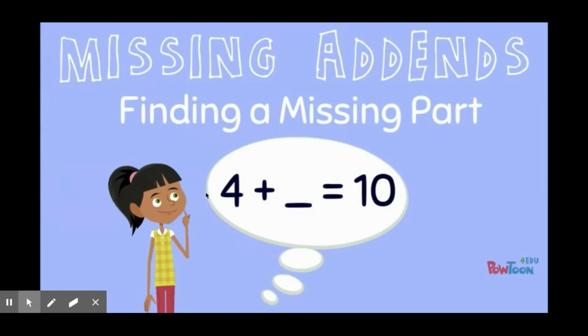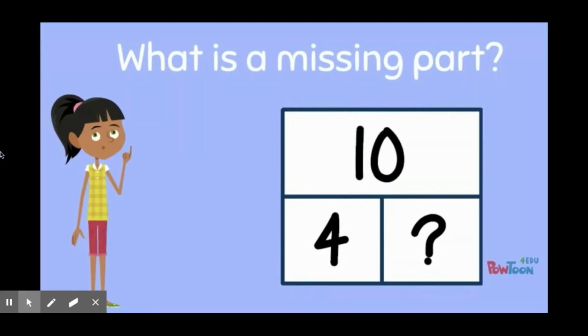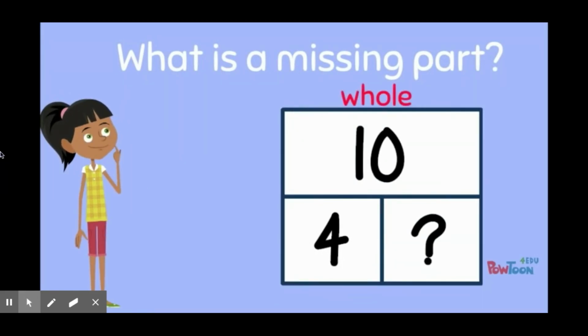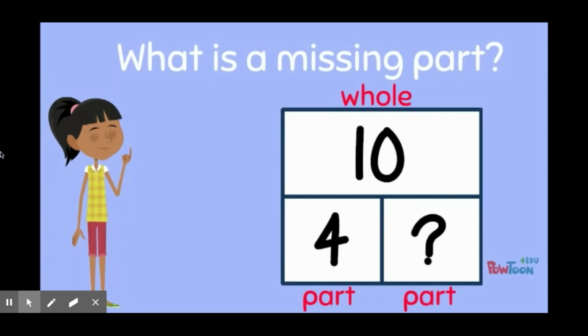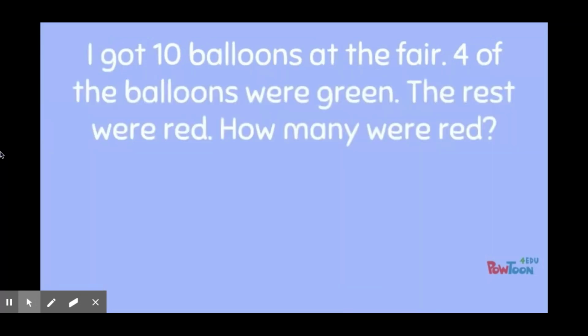Missing addends, finding a missing part. What is a missing part? This is a part-whole model. The top shows the whole, or the total. The bottom shows the two parts that add together to make the whole. So in this problem, it shows that we have 4 plus something equals 10. Here's a word problem that matches.